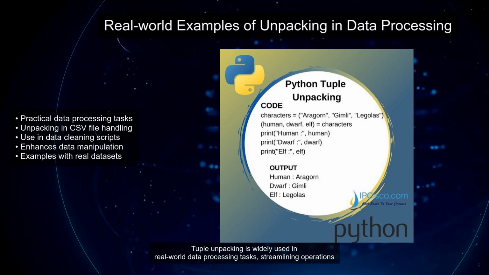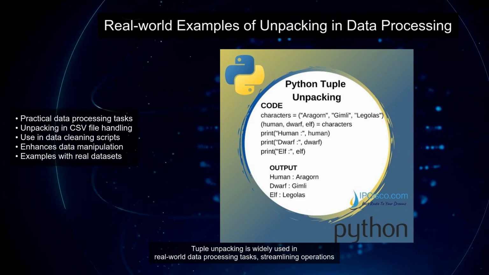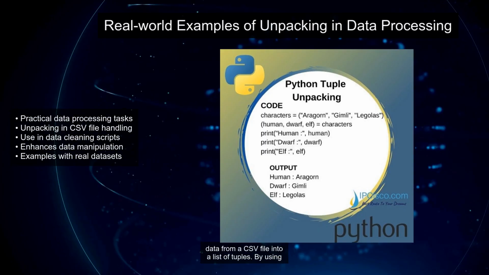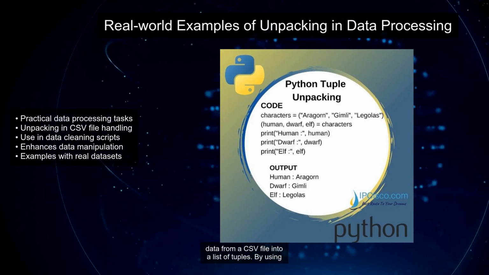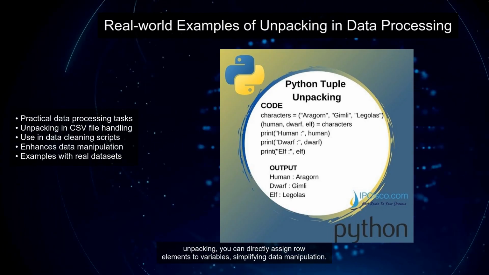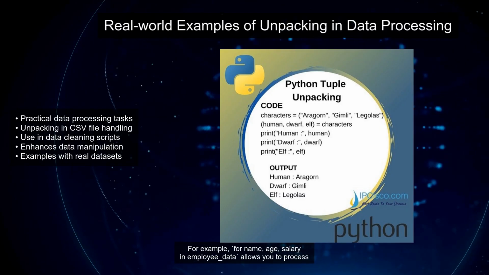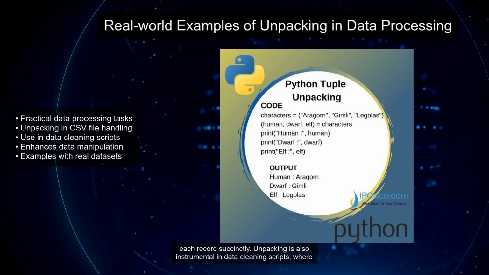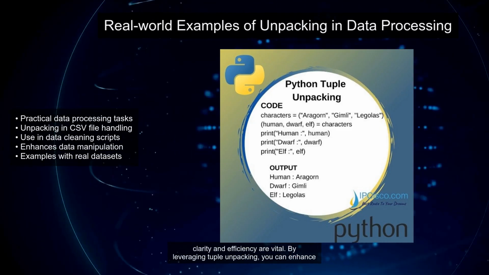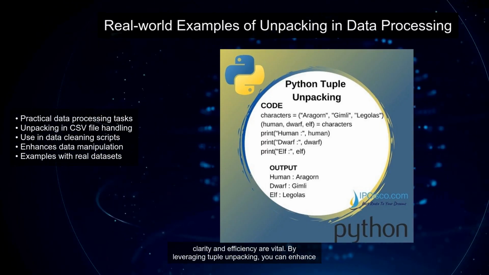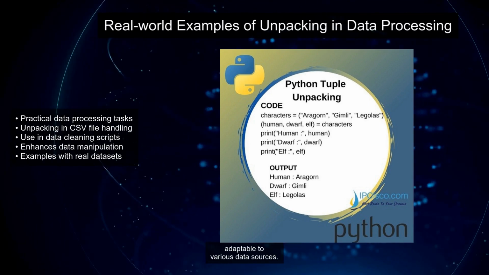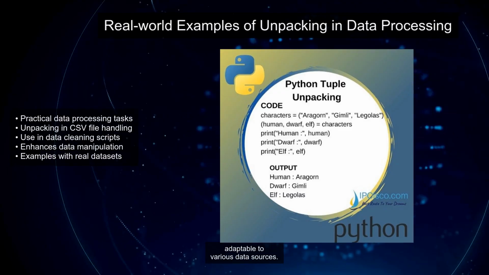Tuple unpacking is widely used in real-world data processing tasks, streamlining operations like data extraction, transformation, and analysis. Consider a scenario where you read data from a CSV file into a list of tuples. By using unpacking, you can directly assign row elements to variables, simplifying data manipulation. For example, for name, age, salary in employee_data allows you to process each record succinctly. Unpacking is also instrumental in data cleaning scripts, where clarity and efficiency are vital. By leveraging tuple unpacking, you can enhance the readability and maintainability of your data processing code, making it more adaptable to various data sources.